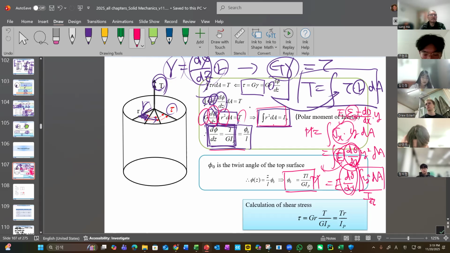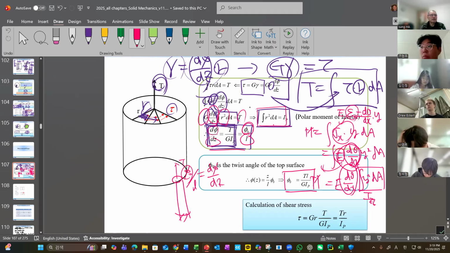Because this dphi dz can be written with phi zero. Phi zero is the one we have at the top. We have a torque and we have a phi zero. So phi zero over L can be dphi dz. Now here, what is the unknown? The unknown is the rotation phi zero where the torque T is applied. So phi zero is like that.